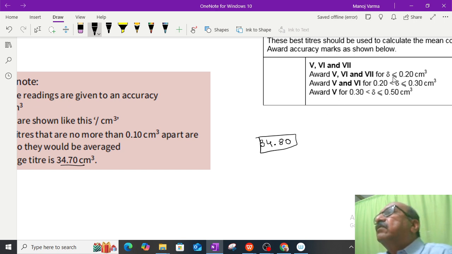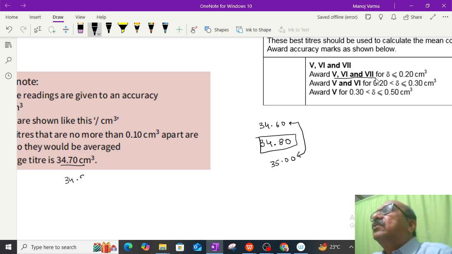So if the difference is equal to or less than 0.2, so see 0.2. So it could be 35 plus minus, right? Or it could be 34.6. So this is a difference of 0.2. 0.2 this way, 0.2 this way. So if your reading is between this, which in fact it is, right? So you will get all the 3 marks, all your 3 marks.